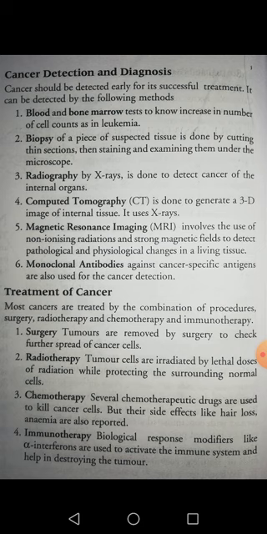The third technique is called radiography. Okay, in radiography, X-ray is done to detect cancer of internal organs. With the help of the X-ray, okay, we can detect the cancer if it is present in the internal organs. Now the fourth one is called CT. CT means computed tomography. So in computed tomography we have to generate 3D images of the internal tissues.